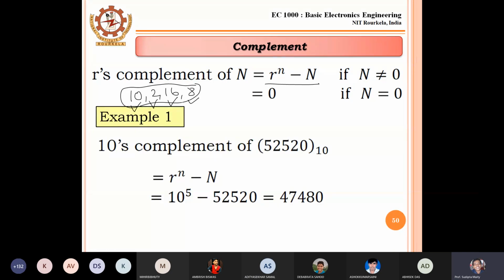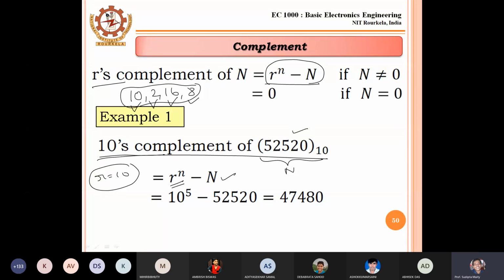Now, the first example. Suppose I want to find the tens complement of a particular digit. Here the number is given by N, which is 52,520. If this is so, then how to perform this operation? The formula is given by this one. So I have written this formula. Then R, here R is 10, because it is R's complement, it is the tens complement. So R equal to 10.